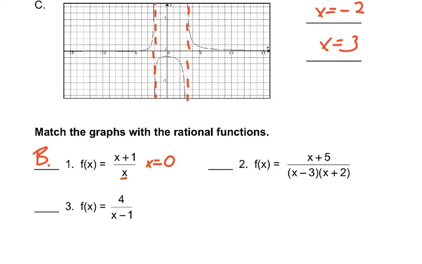On 2, what numbers would make my denominator equal 0? Well, my first parenthesis, that would be 3, and my second parenthesis would be -2. So this matches up with graph C. And then on 3, the number that makes my denominator equal 0 would be 1, which matches up with graph A.